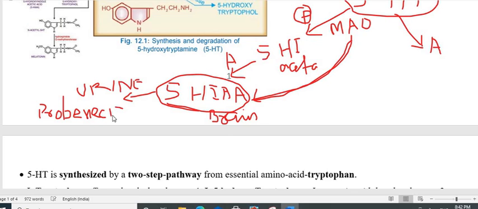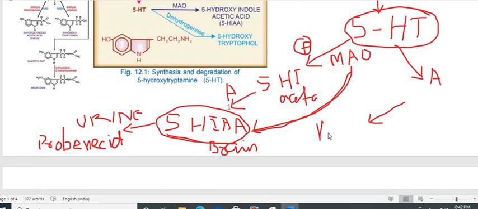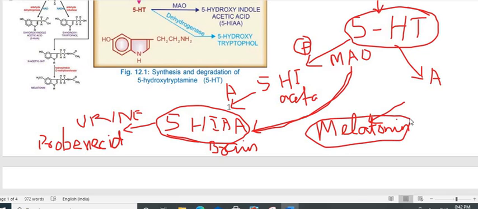As far as the alternative pathway is concerned, this is also a two-step pathway of synthesis, and in this alternative pathway it forms the hormone melatonin. So melatonin hormone is formed through the alternate pathway, and we know that melatonin is a hormone present in the pineal gland, and it participates in the sleep and wake up cycle. Melatonin maintains the sleep and wake up cycle.